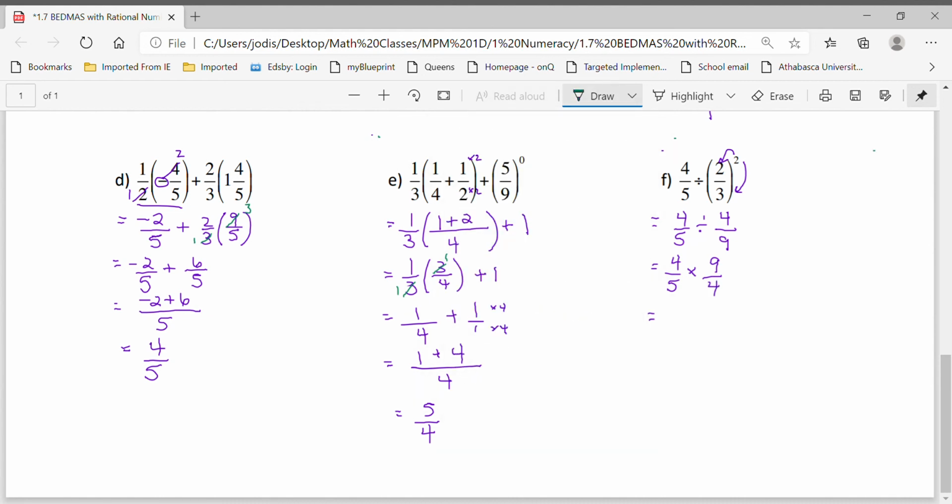Over here, we should be able to reduce a little here, right? We've got a 4 and a 4 across from each other, so those are going to reduce to 1s, and the 9 and the 5 we can't, so we just leave them. And then we can multiply, so 1 times 9 is 9, and 5 times 1 is 5. And that's it. We're done.